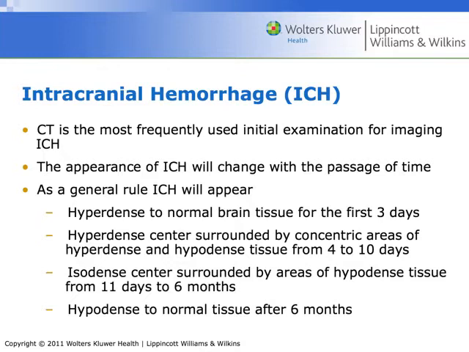So in general, this is going to change with time. We can see these first 3 days are critical. The strokes are going to show up bright white, and then it will become isodense, upwards of 6 months out.